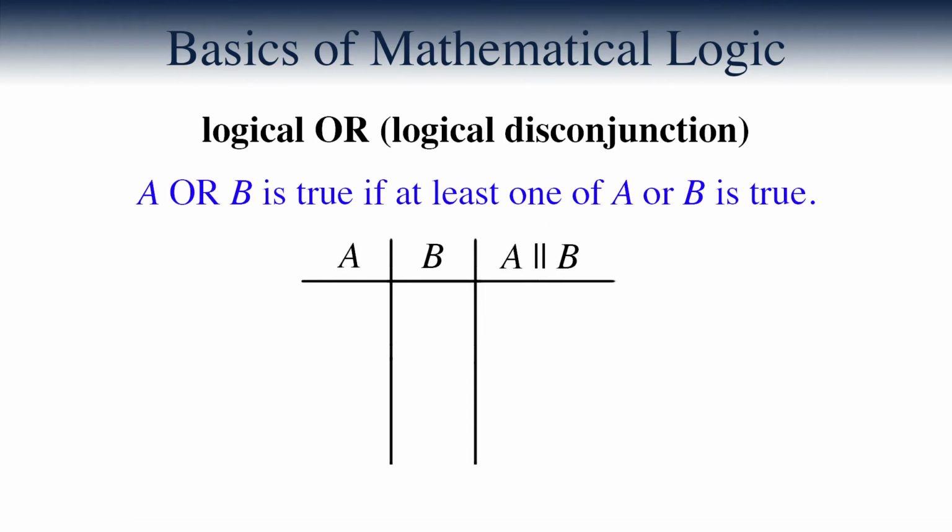Similar to the AND connective, because we are combining two propositions, we have to consider four cases. When both propositions are true, the resultant is obviously true. If one of them is true and the other one is false, the resultant is also true. If both of them are false, the result is false.